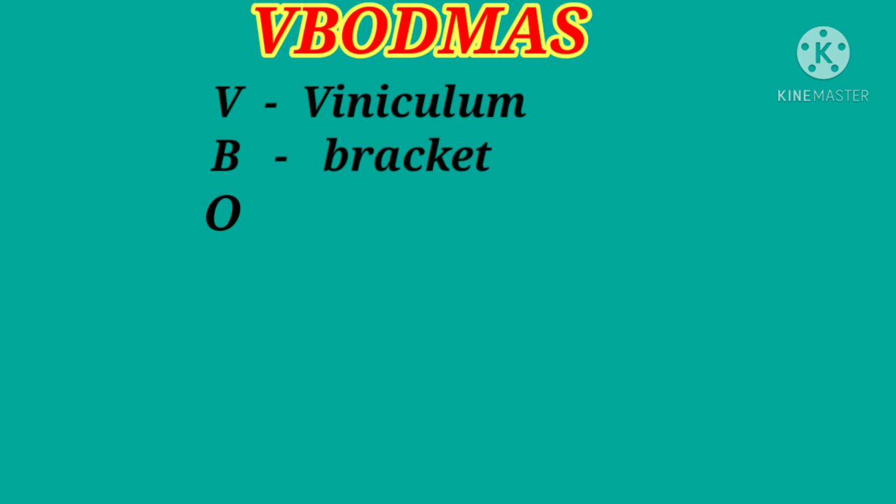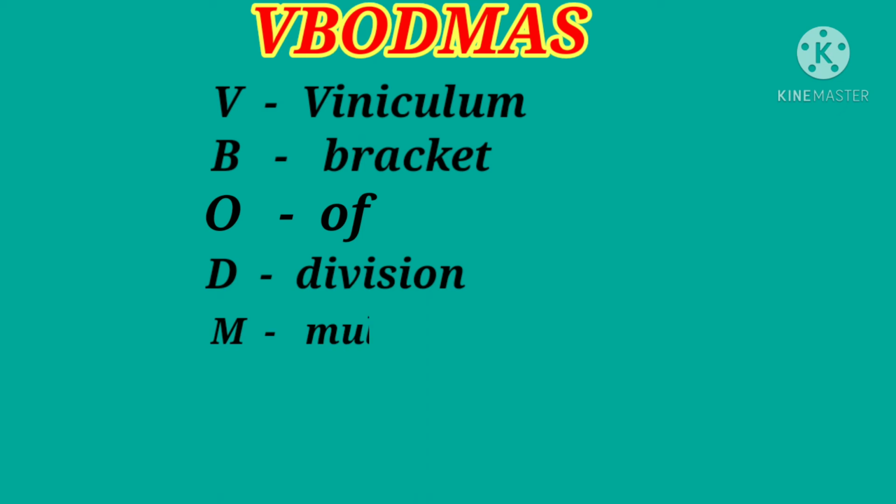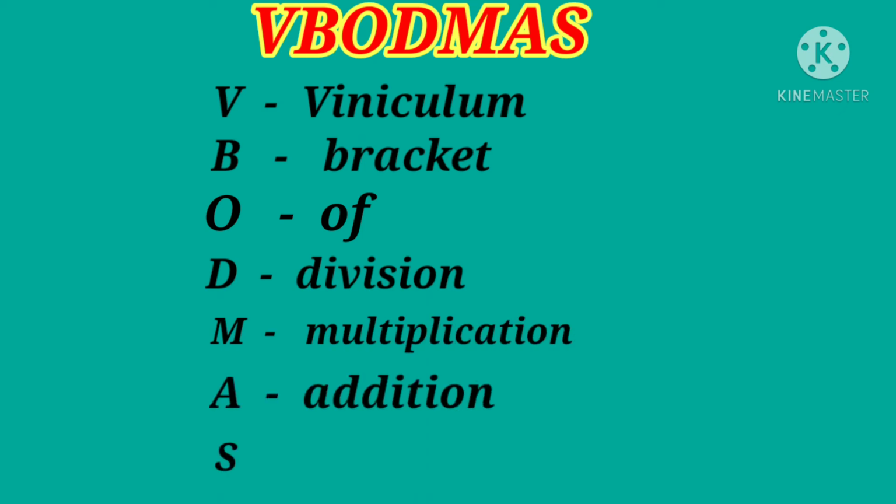For simplifying the expression involving the bracket, we must proceed according to the letters of the word V BODMAS. Here V stands for vinculum, B for bracket, O for of, D for division, M for multiplication, A for addition, and S for subtraction. Now let's understand it with a few examples.